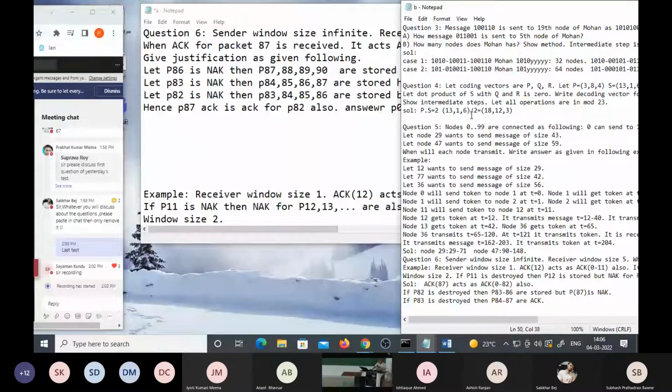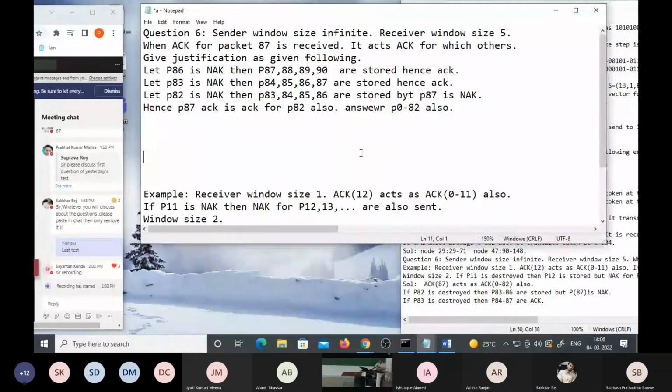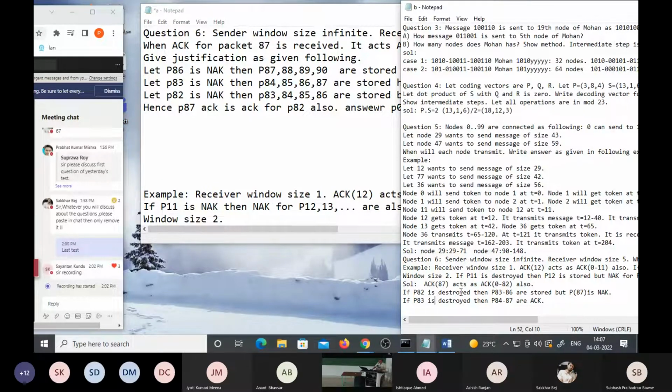Am I correct? Question 3, you have written 32 but not 64. Am I correct? Yes, sir. But question 6 justification is not there. This justification was required. Do you understand this? Yes, sir. 0 marks if justification is not given. Give justification as given in the example. It was written here. Give justification as given in example, hence no marks. Is it correct?